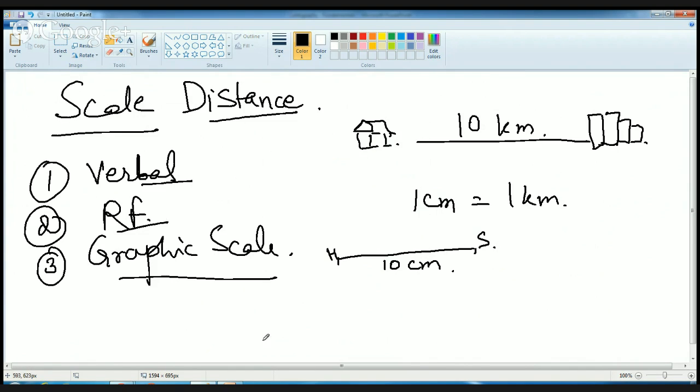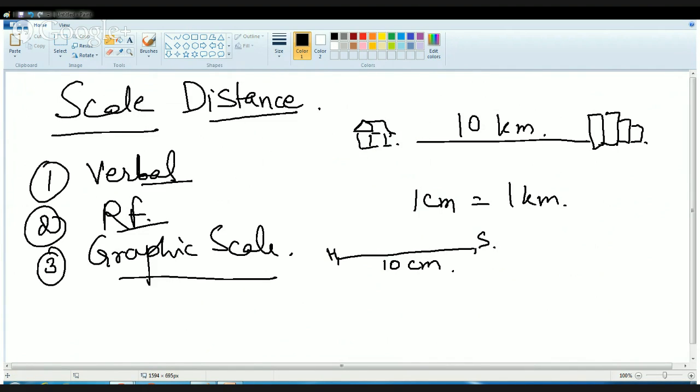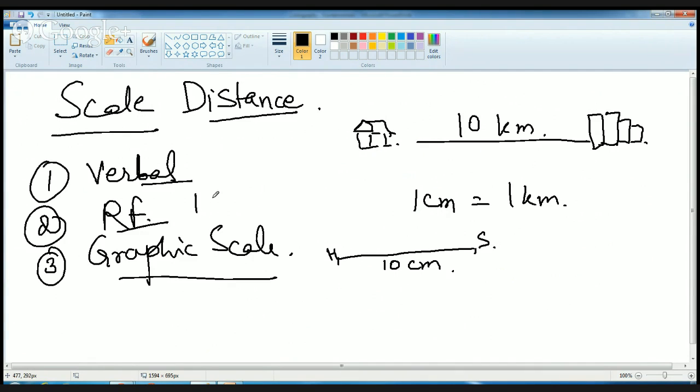If I talk about the representative fraction, what am I trying to do? 1 centimeter is to 1 kilometer. So that's 1,000 meters, and that's 100,000 centimeters. So 1 is to 1 lakh would be the representative fraction.